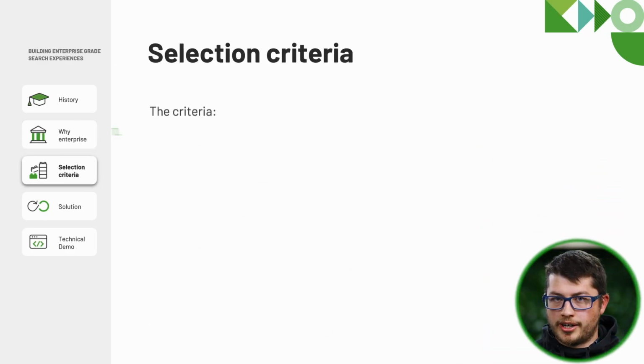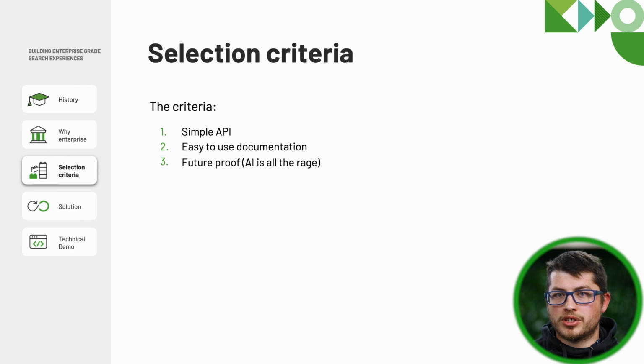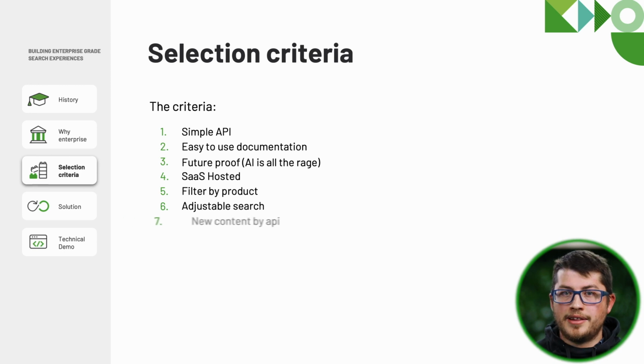I was looking for a couple things when looking for a new service provider. A simple-to-use API solution with documentation that most engineers can easily pick up. Future-proof solution that already had machine learning and semantic search in its development path. SaaS hosted. I have no interest in managing servers internally. The ability to filter by product type. A back-end panel which could be provided to our support and service staff to adjust search results as required, and the ability to supply new content programmatically rather than rely on a web scraper.